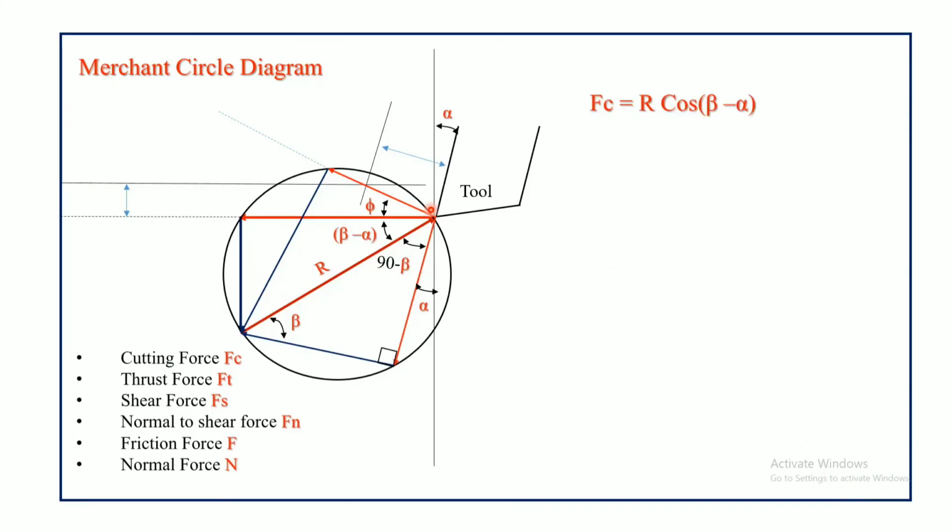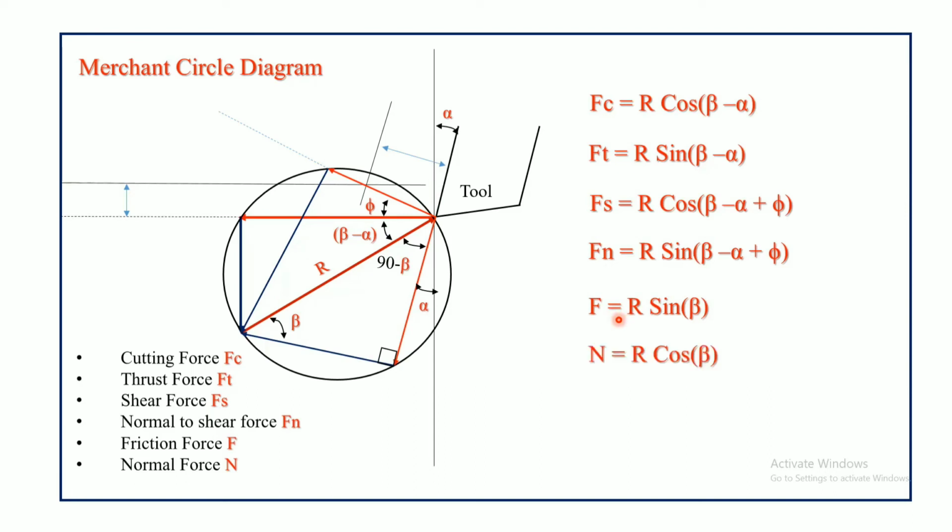With the help of the Merchant circle diagram, we know the angle relation between each force. We can derive a number of equations in relation to the resultant R. As we show here, the equation of cutting force in relation to resultant R is R cos(beta minus alpha). In the same way the thrust force can be derived in relation to R, which is R sin(beta minus alpha). In the same way we can derive equations for shear force, normal to shear force, friction force, and normal to friction force. By using these equations, we can solve many problems.